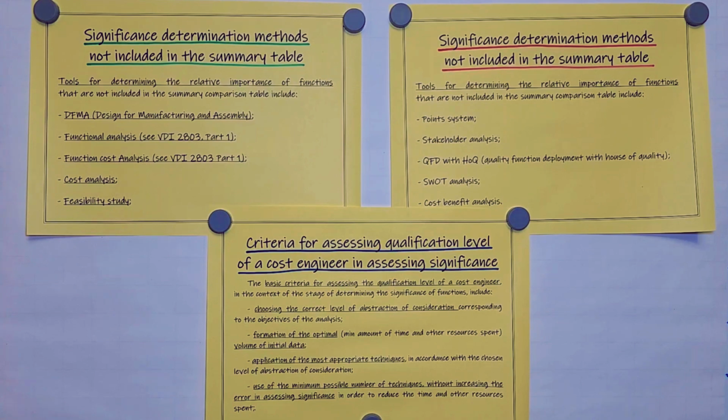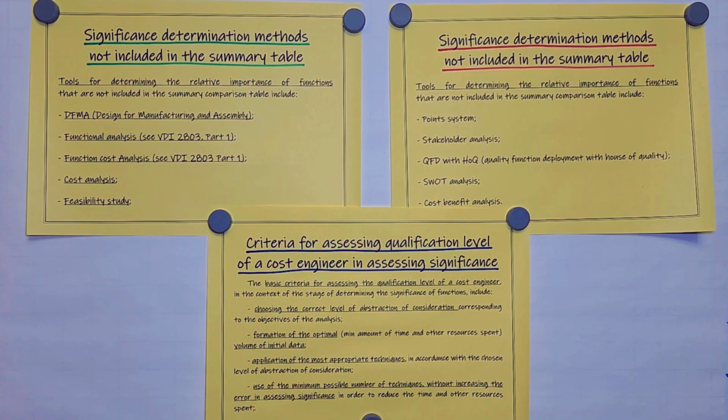Thus, with a significant discrepancy in the concept of presentation and applicability of the methods for determining significance set out in the VDI 2808 Part 1 standard with the concept of the cost engineering course, I referred these methods to not included in the summary table. The summary comparative table of methods for determining the relative importance of functions doesn't include a feasibility study tool due to the fact that, firstly, in most cases it has industry-specific features, and secondly, it's excessively time-consuming to use as a tool for determining significance within the framework of value analysis and value design engineering.